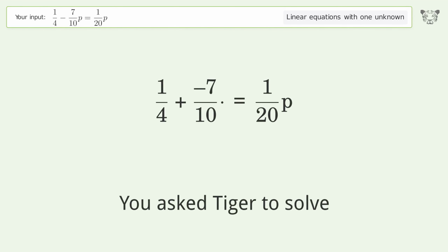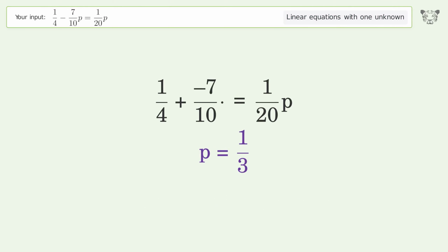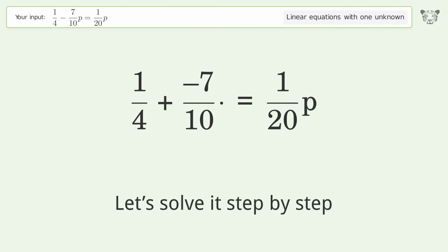You ask Tiger to solve. This deals with linear equations with one unknown. The final result is p equals 1 over 3. Let's solve it step by step.